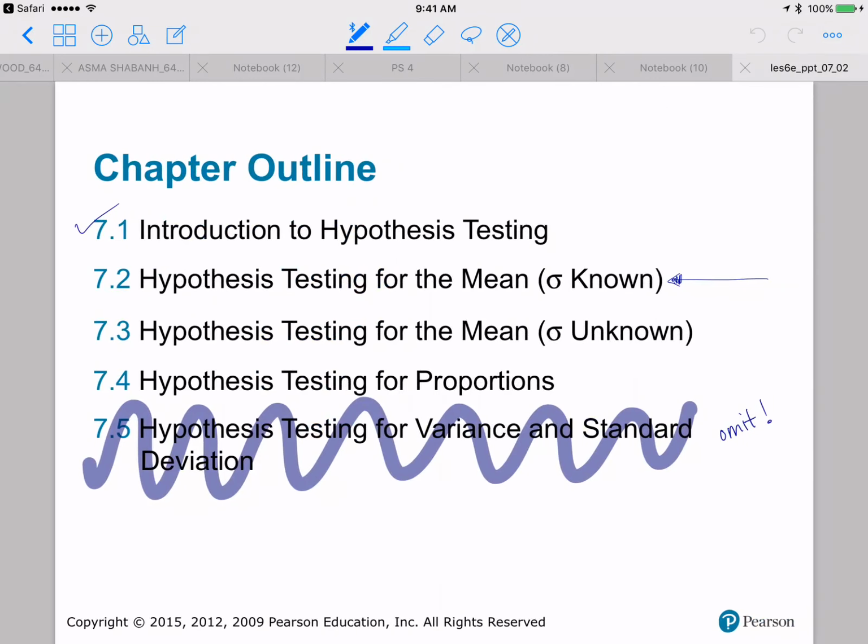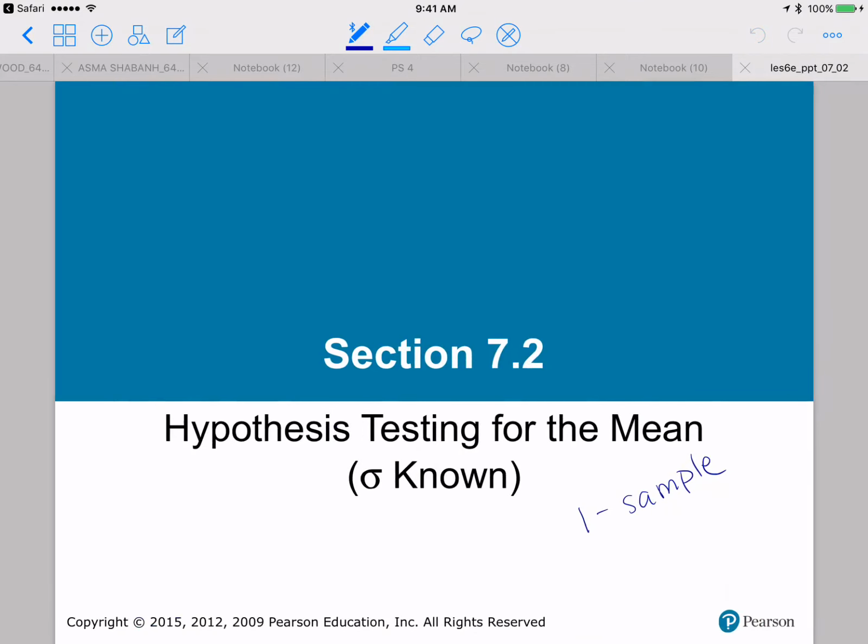Okay, hello. So today we are finishing section 7.2. And I just wanted to remind you that we are omitting section 7.5. Okay, so we are focusing in section 7.2 on hypothesis testing for the mean when sigma is known and we have one sample.